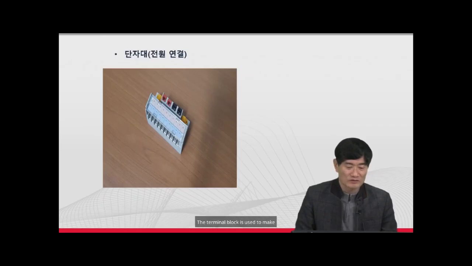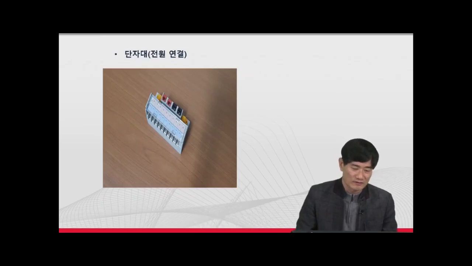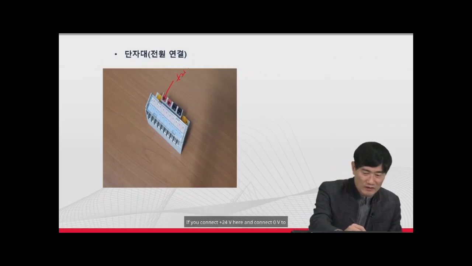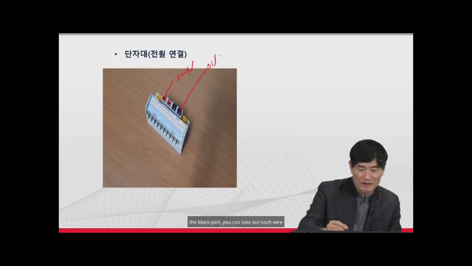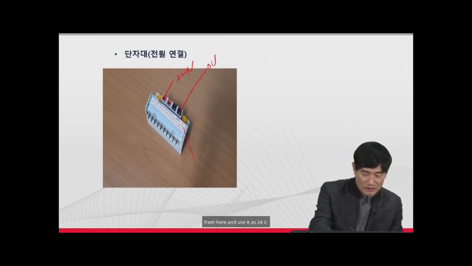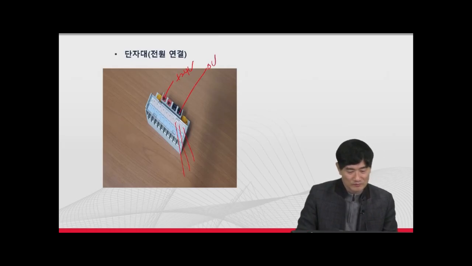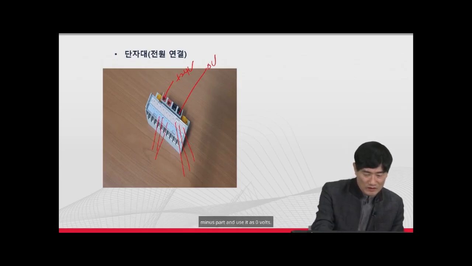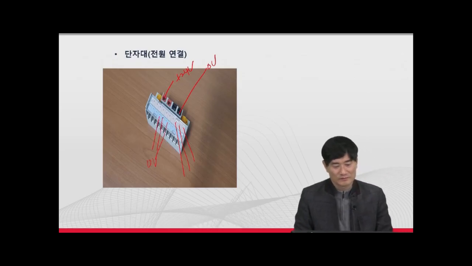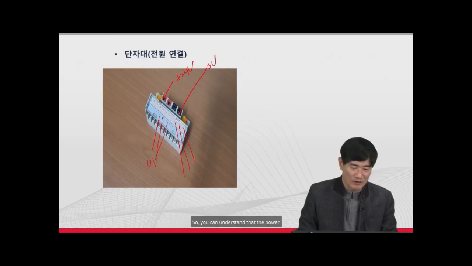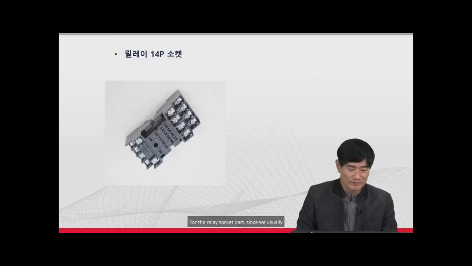The terminal block is used to make connections more convenient. If you connect plus 24 volts here and connect 0 volts to the black part, you can take out each wire from here and use it as 24 volts. You can also take out each wire from the minus part and use it as 0 volts. So you can understand that the power connection terminal is used to make connections more convenient.